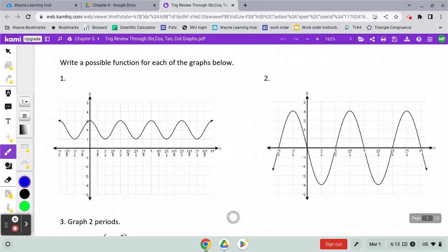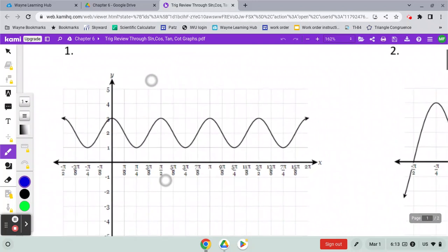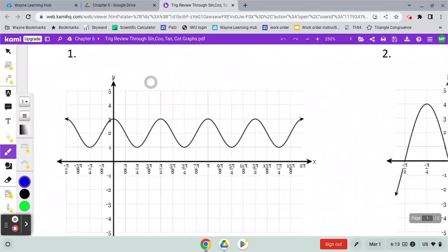Now, there is a way to do it where you have a phase shift, and you could do sine or cosine for both of these. But I'm going to try to avoid phase shifts wherever possible. I don't really like doing phase shifts unless I have to. Sometimes it's necessary, but here we can avoid that.